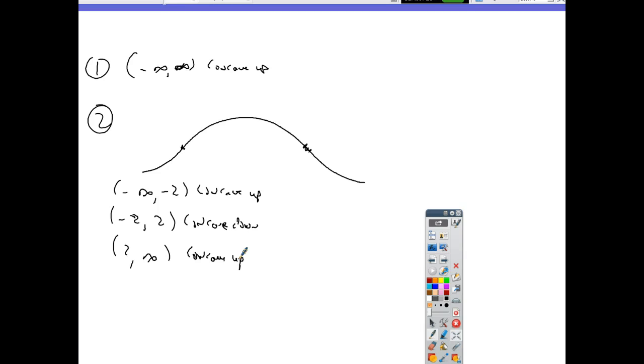Okay, number 5. What do I got? From negative infinity to -1, it's concave up. From -1 to positive 1, it is concave down, and from 1 to infinity, it is concave up.